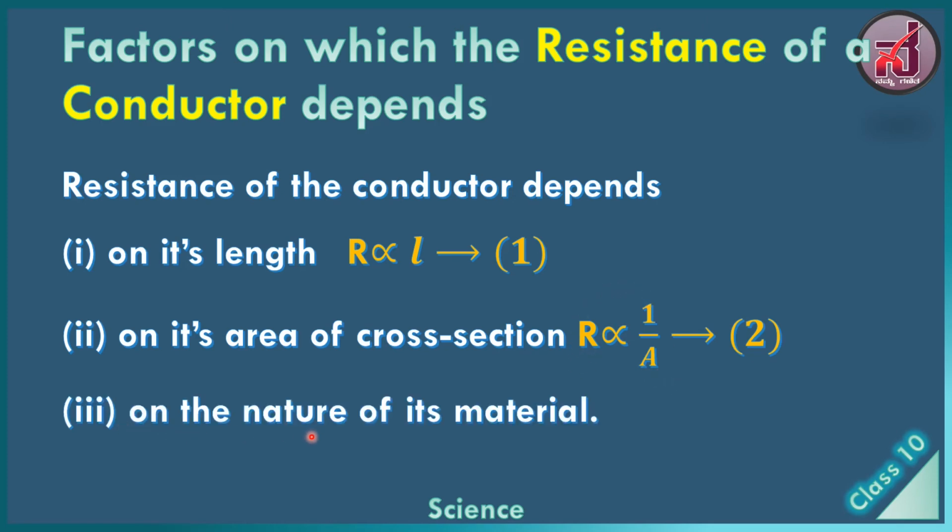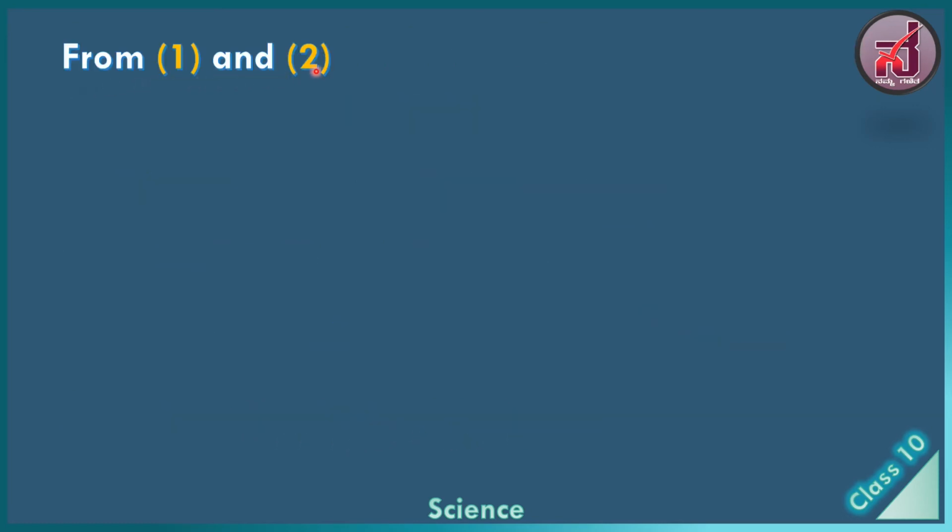Third one, on the nature of its material. Resistance of the conductor depends on the nature of its material. From equation 1 and 2, R is proportional to L divided by A. Means R is directly proportional to length and R is inversely proportional to area of cross section. R is equal to rho into L by A.